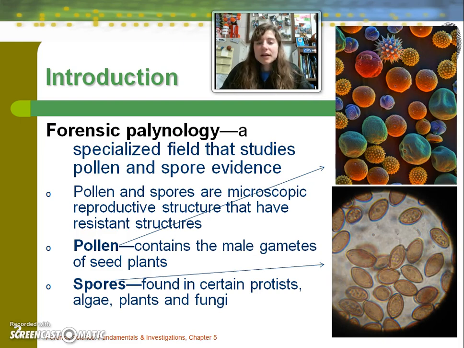Now, pollen is basically plant sperm, and so that could be from a flower, or it could be from a cone-producing plant. Spores are the equivalent, not so much of male gametes or male sperm, but they're sort of the equivalent of seeds for certain protists, algae, certain plants, and fungi.